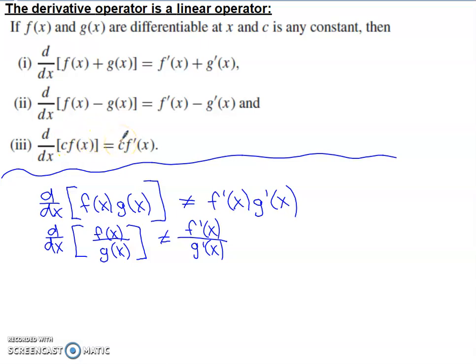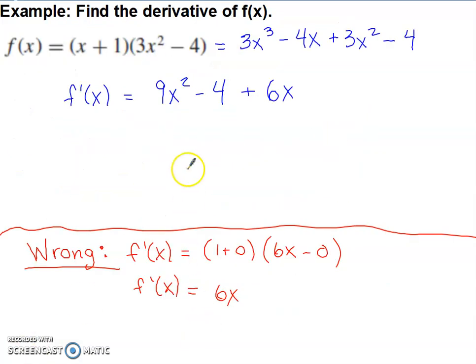Now, what this also implies is we are going to need a special rule for multiplying two functions of x. We are going to need a special rule for dividing two functions of x. So in this next example, we want the derivative of f of x. Here's the function, so it's a binomial times a binomial. This is two functions multiplied together.